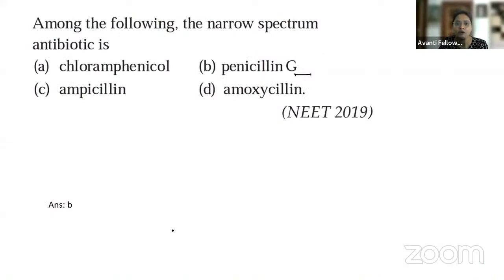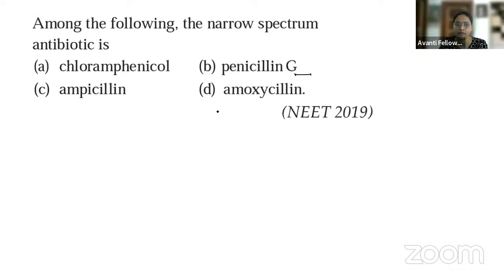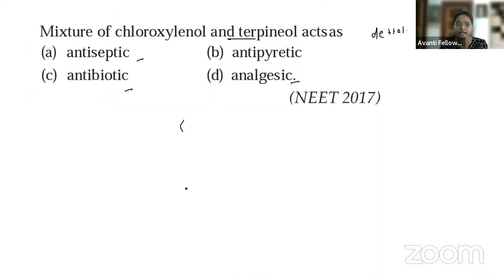नेक्स्ट, among the following, mixture of chloroxylenol, xylenol and terpineol acts as। तो ये जो मिक्सचर होता है, ये प्रेजेंट होता है डेटॉल में। ये किसका मिक्सचर है? डेटॉल में ये कंपोनेंट्स प्रेजेंट हैं। तो डेटॉल हम लोग किसके लिए यूज करते हैं? एंटीसेप्टिक, एंटीपायरेटिक, एंटीबायोटिक, एनाल्जेसिक। एनाल्जेसिक मतलब पेन को कम करने के लिए, एंटीबायोटिक मतलब माइक्रोब्स को कम करने के लिए। एंटीसेप्टिक किल्स द ग्रोथ ऑफ माइक्रोब्स, एंटीबायोटिक्स डिस्ट्रॉयज द बैक्टीरिया, ठीक है। एंटीसेप्टिक क्या करता है? ग्रोथ को कम करता है। एनाल्जेसिक क्या करता है?